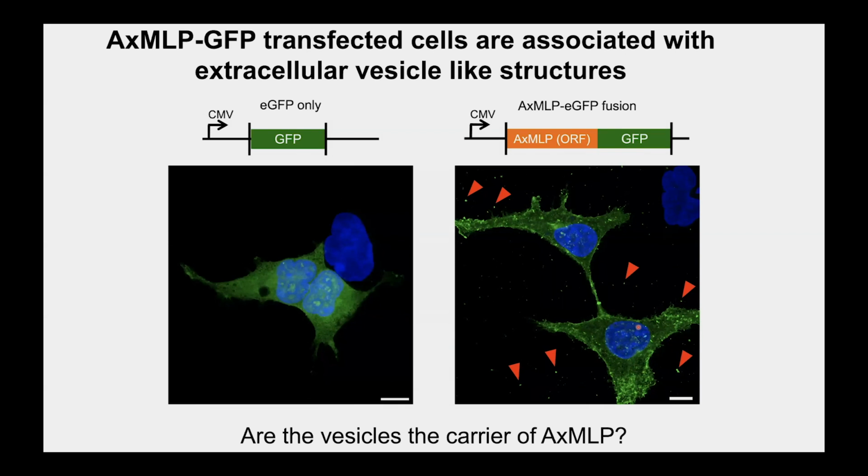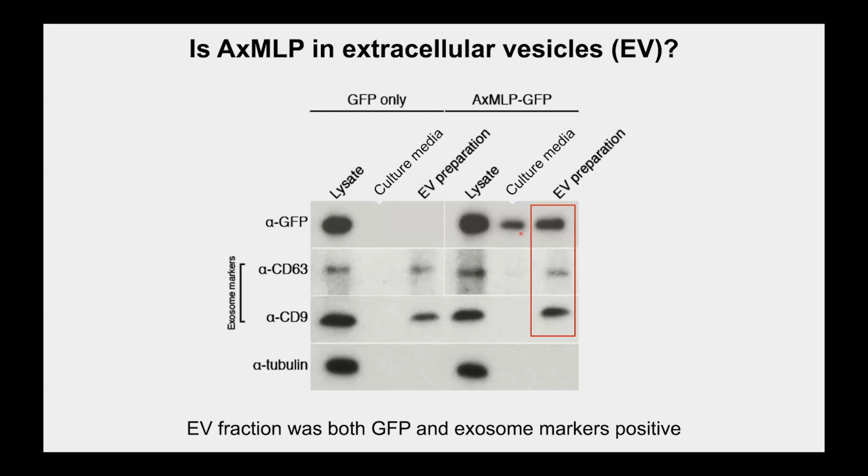Interestingly, when he transfected the non-phosphorylated mimic form, he saw a lot of GFP vesicular-like structures. So we asked the question: are these extracellular vesicles the carrier of MLP? Takuji made an extracellular vesicle prep from these transfected cells, and indeed he could isolate vesicles that have typical exosome markers. And in fact, the MLP GFP fusion protein was heavily associated with this extracellular vesicle prep.